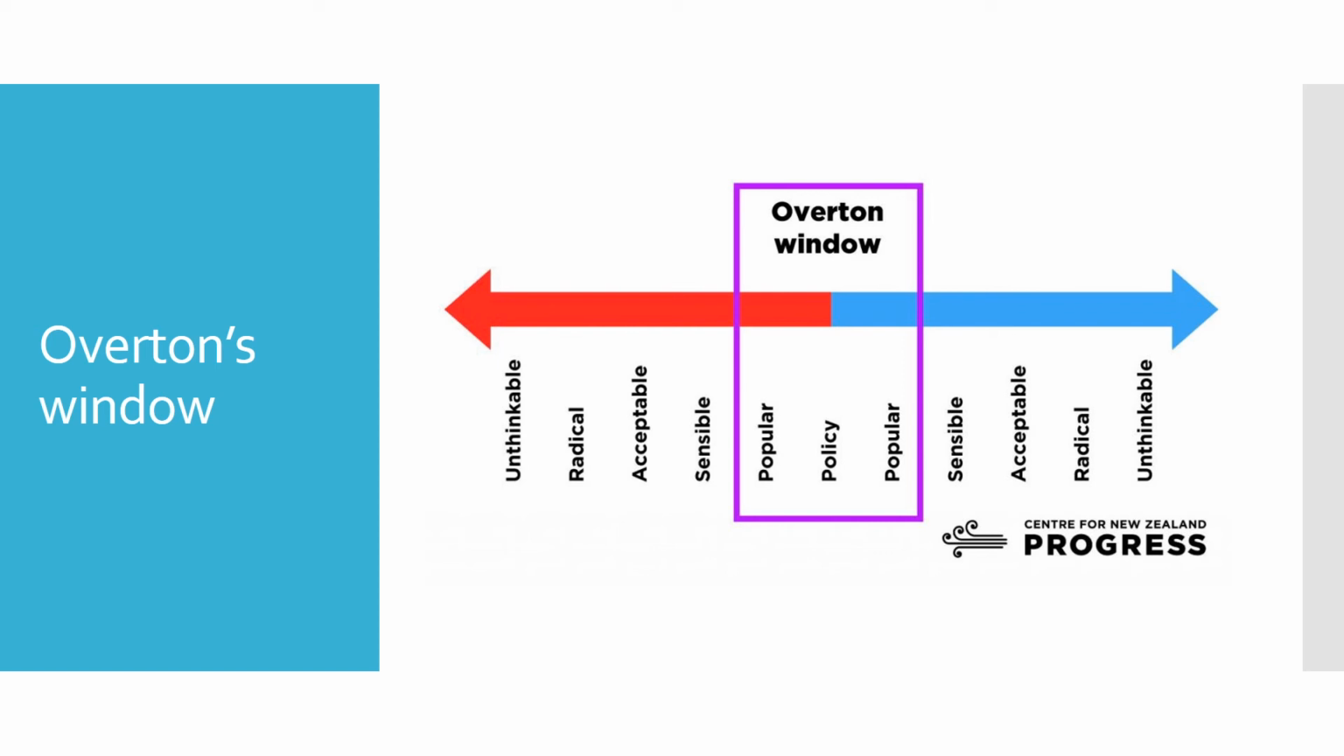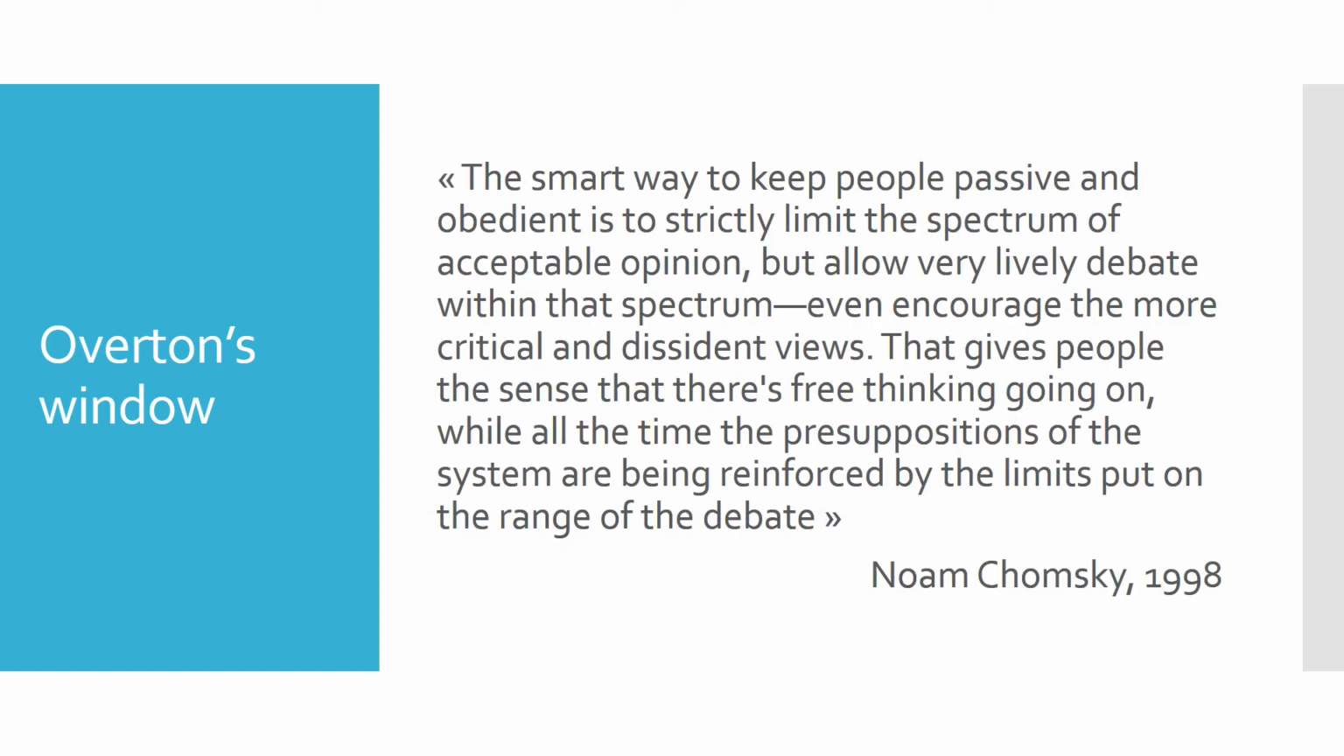Another such illustration for the concept of Overton's window was coined in 1998 by Noam Chomsky. He wrote, "The smart way to keep people passive and obedient is to strictly limit the spectrum of acceptable opinion, but allow very lively debate within that spectrum, even encourage the more critical and dissident views. That gives people the sense that there is free thinking going on, while at the same time the presuppositions of the system are being reinforced by the limits put on the range of the debate." And that is an incredibly apt example.